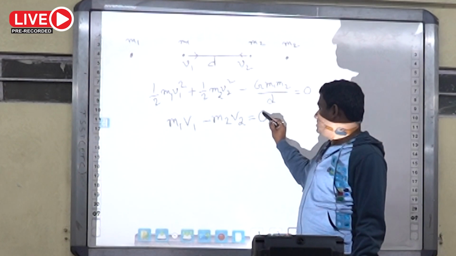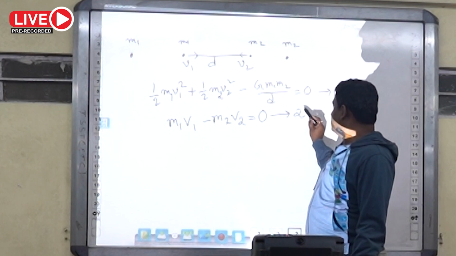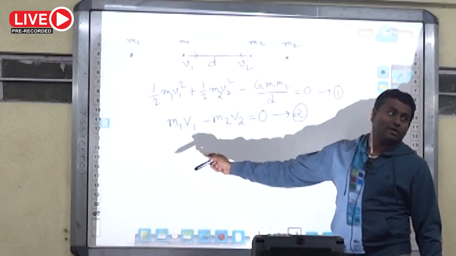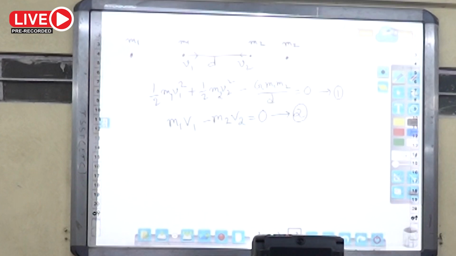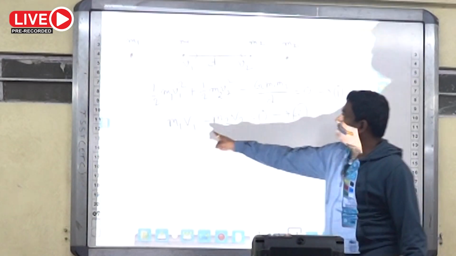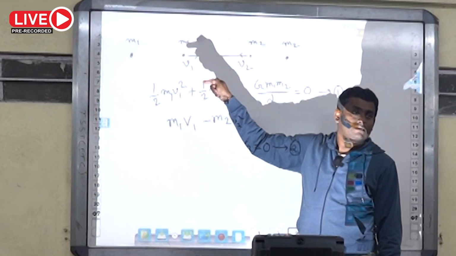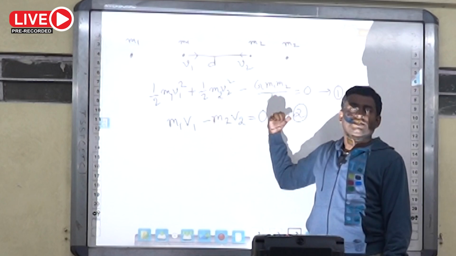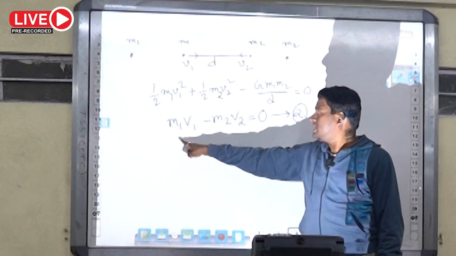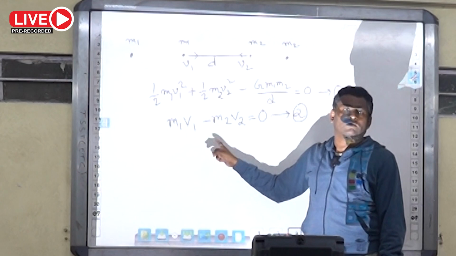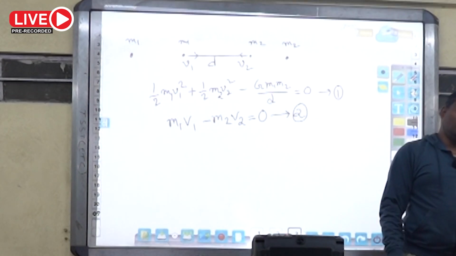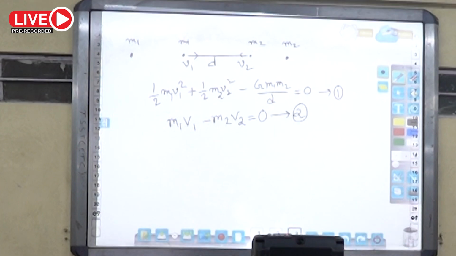Careful about the sign. This should be 0. Otherwise I have to write the momentum in vector form, because M1 V1 is with I cap and M2 V2 with minus I cap, and initially 0. So the scalar equation will become M1 V1 minus M2 V2 equal to 0. Don't write M1 V1 plus M2 V2 equal to 0. That would mean both the particles are moving in the same direction. No, they are moving towards each other.